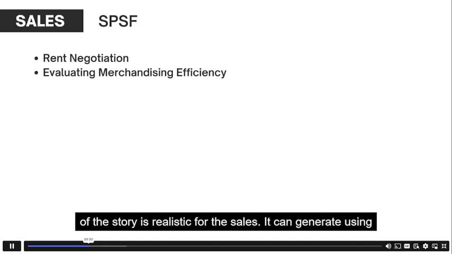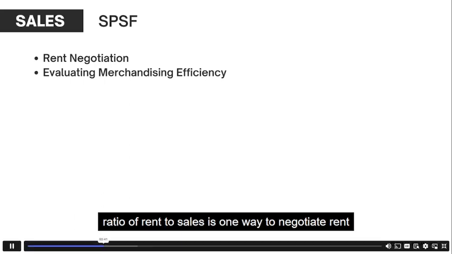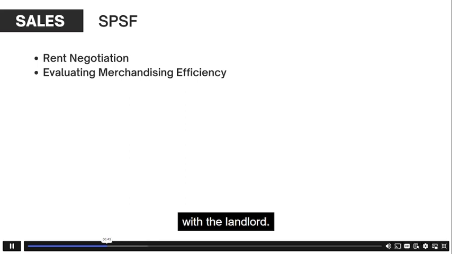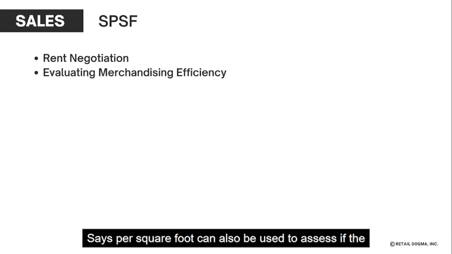Sales per square foot could be used to assess if the rent of the store is realistic for the sales it can generate. Using sales per square foot and comparing it to the rent rate per square foot and whether it falls within the acceptable ratio of rent to sales is one way to negotiate rent with the landlord. Sales per square foot can also be used to assess if the store is merchandised correctly or if the available area can be optimized more to get more sales per unit area.